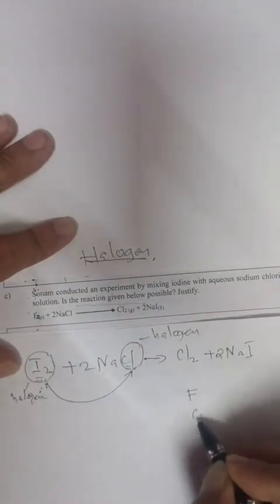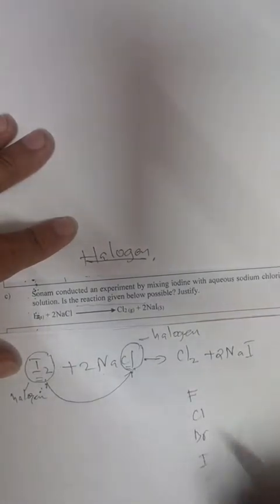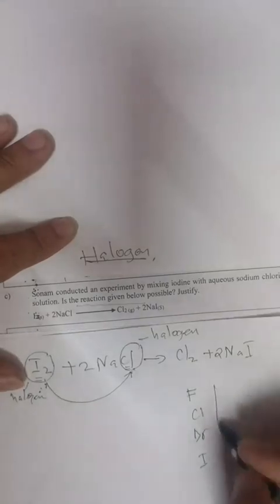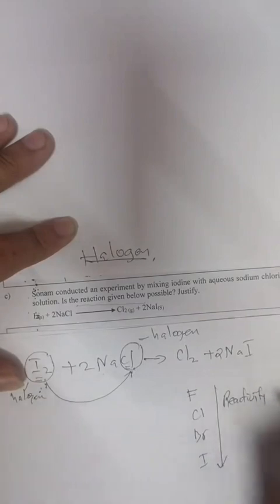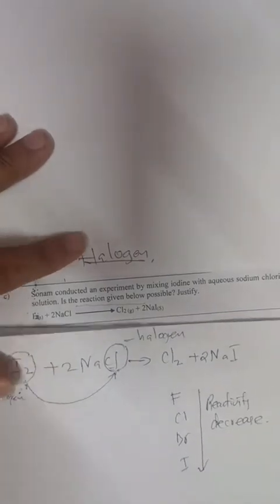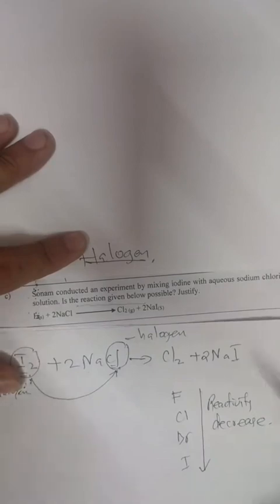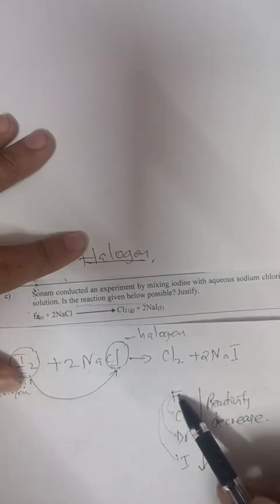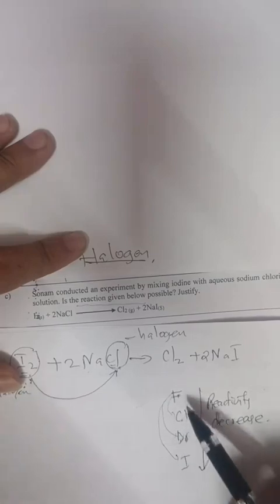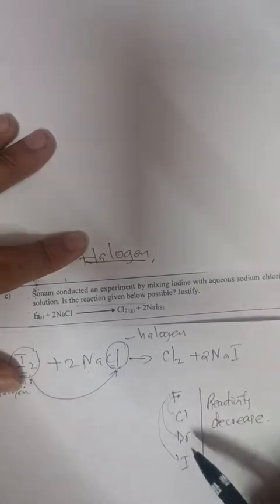So fluorine, chlorine, bromine, iodine. Down the group, reactivity will decrease. Same concept. Down the group reactivity will decrease, which means fluorine will displace chlorine, will also displace bromine, will also displace iodine. So a displacement reaction is going to take place.